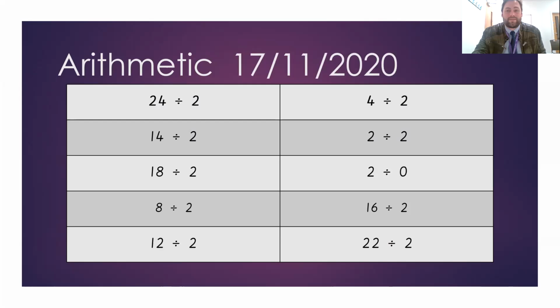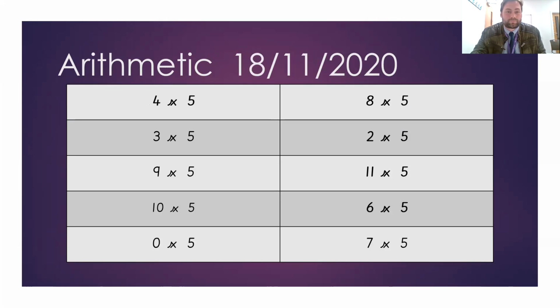For Tuesday, the 17th, again, get your stopwatch at the ready, press go, and then you answer these as quickly as you can. These are division questions. So it's the inverse of multiplication. They are 24 divided by 2, 14 divided by 2, 18 divided by 2, 8 divided by 2, 12 divided by 2. Then we have 4 divided by 2, 2 divided by 2, 2 divided by 0, 16 divided by 2, and 22 divided by 2.